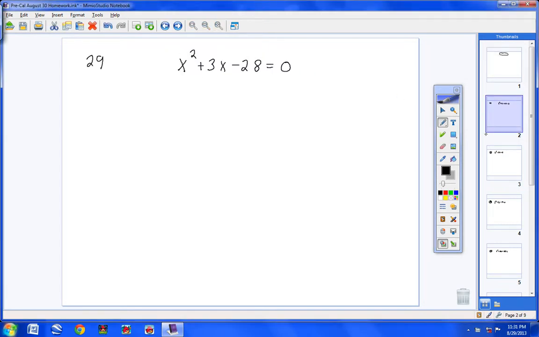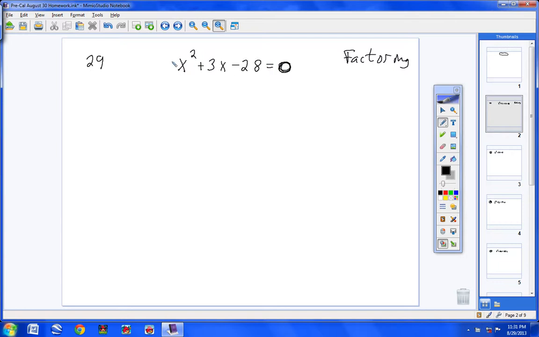Here we go. Let's start off with number 29. The method I told you you had to use was a factoring method. And so let's go ahead and solve this quadratic equation using the factoring method. First of all, you want to get one side equal to 0. That's already done for you.